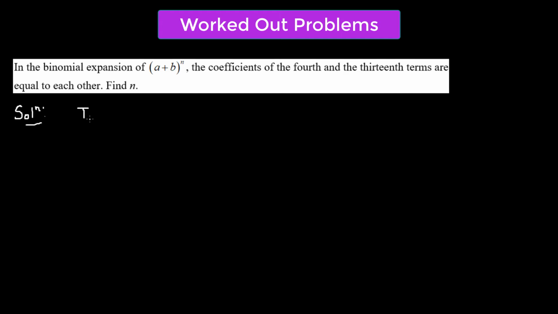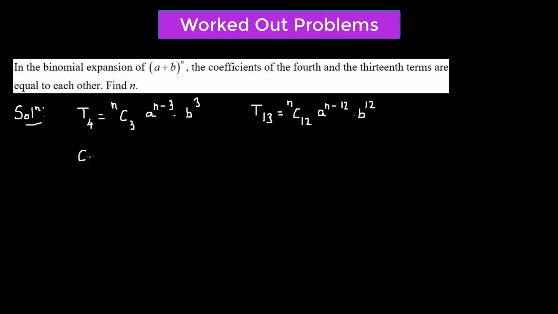So T4 will be equal to nC3 a^(n-3) b^3. And the 13th term, T13, is equal to nC12 times a^(n-12) times b^12.